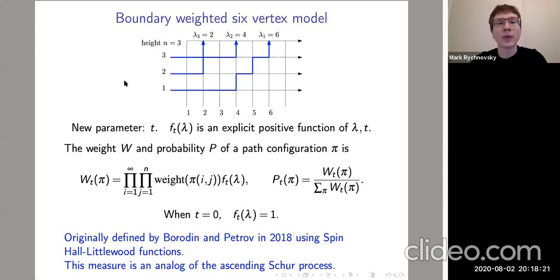And this entire measure is an analog of the ascending Schur process for these spin Hall-Littlewood functions. It was also introduced by Borodin and Petrov in that 2018 paper. This analogy with the Schur process is how Borodin and Petrov derive exact formulas for this model that we use to analyze it.